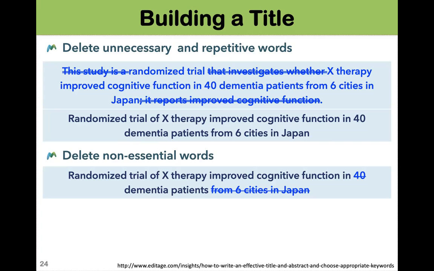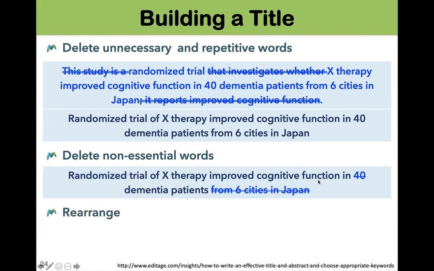So in our journal, we tell the authors to remove the cities, because the minute you put Japan there, whoever is not Japanese is not going to bother to look at this paper. So you reduce the audience for this paper, even though it might be useful for any other community. And we also don't say how many patients we looked at, because that's not the place for it. So we remove 40, we just say dementia patients.